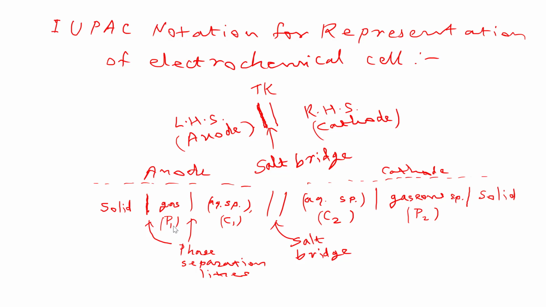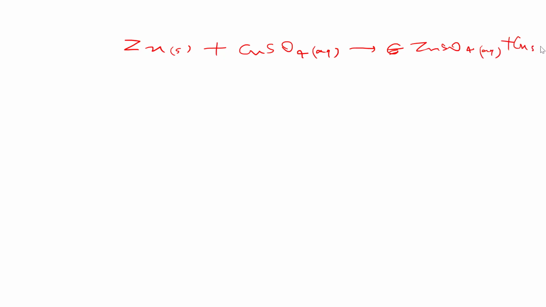Okay, so this is the representation of a galvanic cell, and this is fixed by IUPAC. As in the left hand side we always mention the anode, we cannot mention the anode here in the right hand side. Okay, now we are mentioning this galvanic cell which we have drawn, for which the reaction is zinc solid plus copper sulfate aqueous gives, sorry, zinc sulfate aqueous plus copper solid.